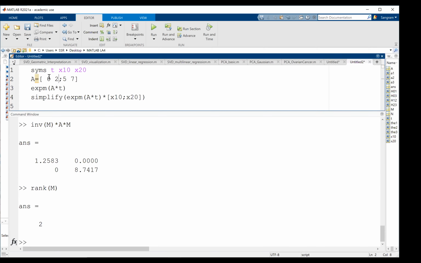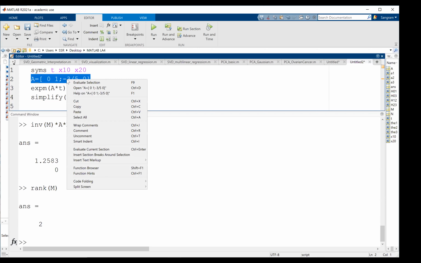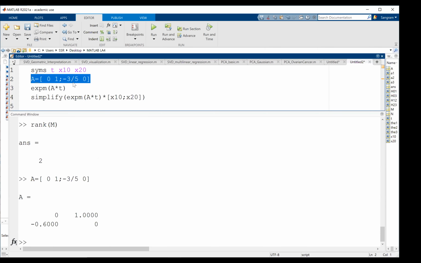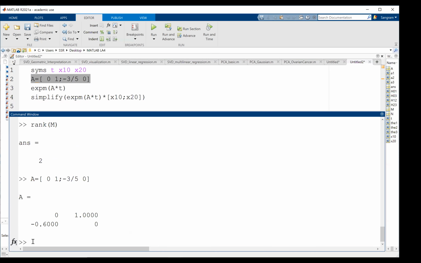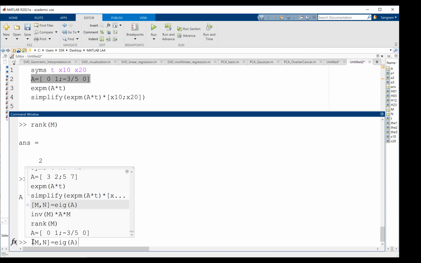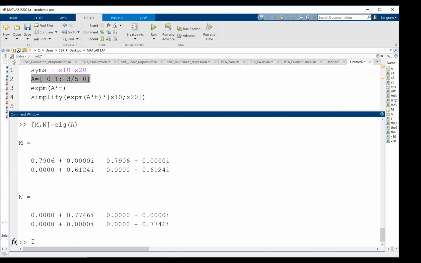So this is the matrix: 0, 1, minus 3/5, 5, and 0. I'm going to say A is equal to this. Evaluate selection. And I'm going to say eig of A. Can you see that?